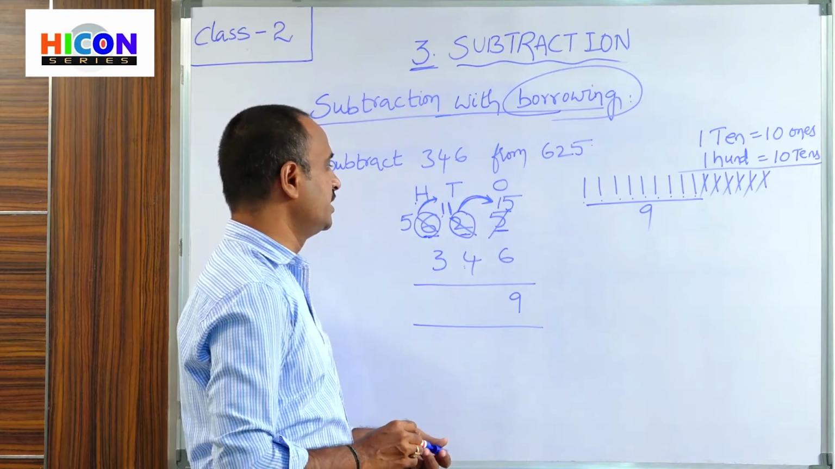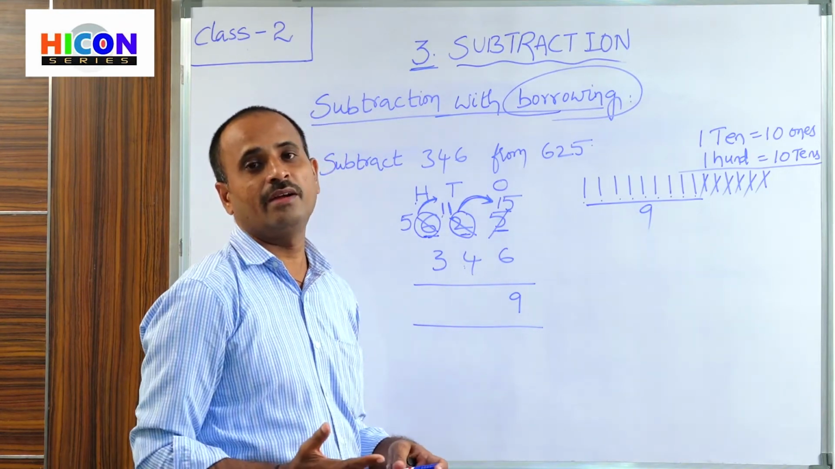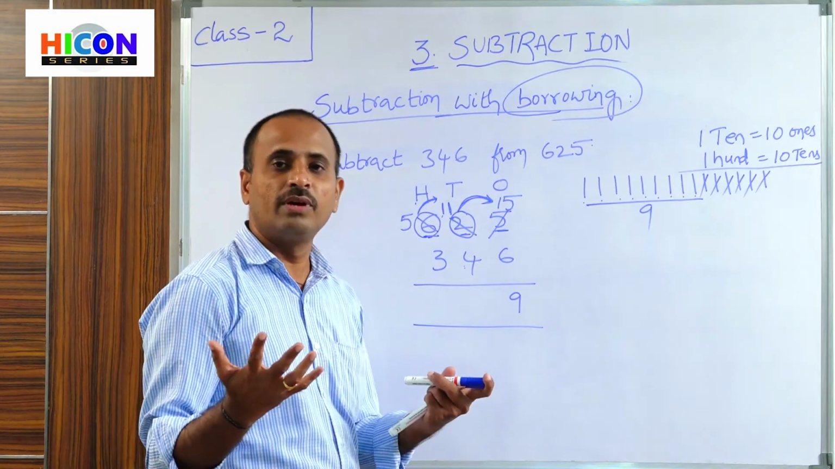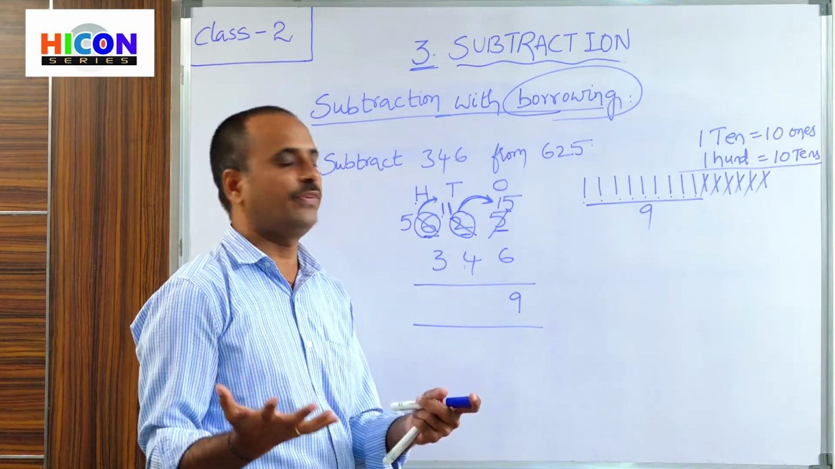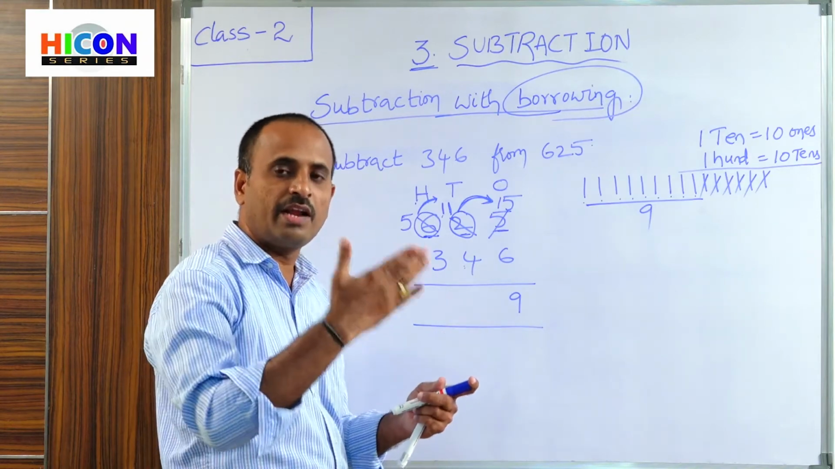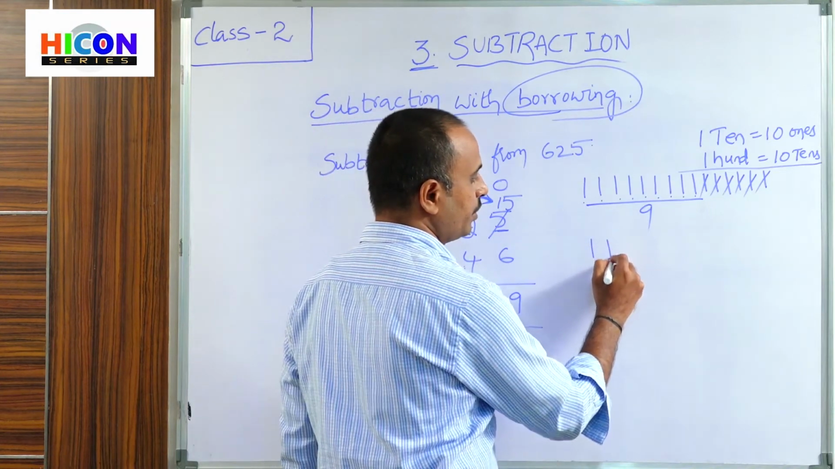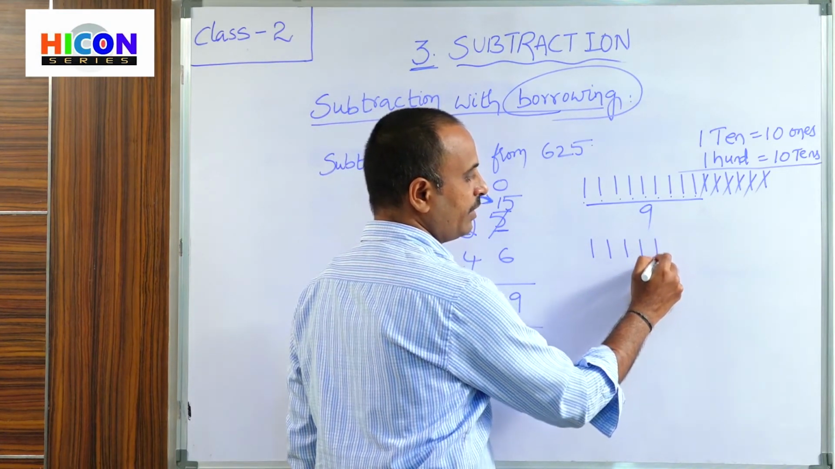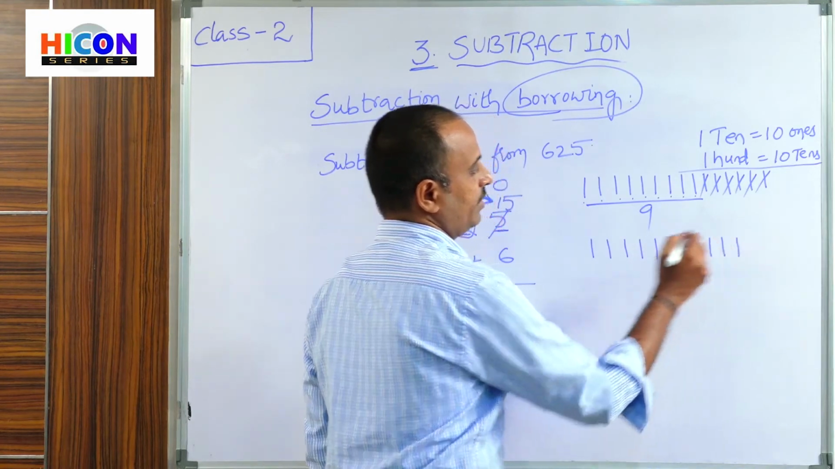So the first number is 11. So open 11 fingers of your hand. But it is not possible. We have only 10 fingers. It is not possible to do this subtraction with our fingers. So just draw 11 lines first. So draw 11 lines. 1, 2, 3, 4, 5, 6, 7, 8, 9, 10, 11.